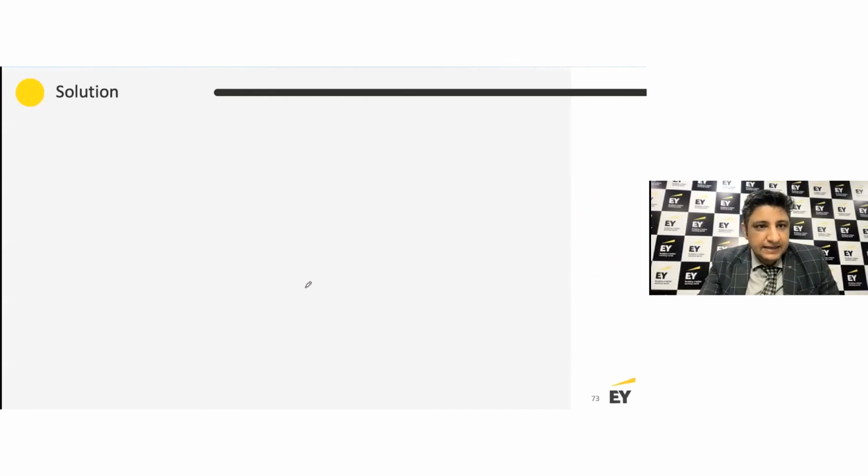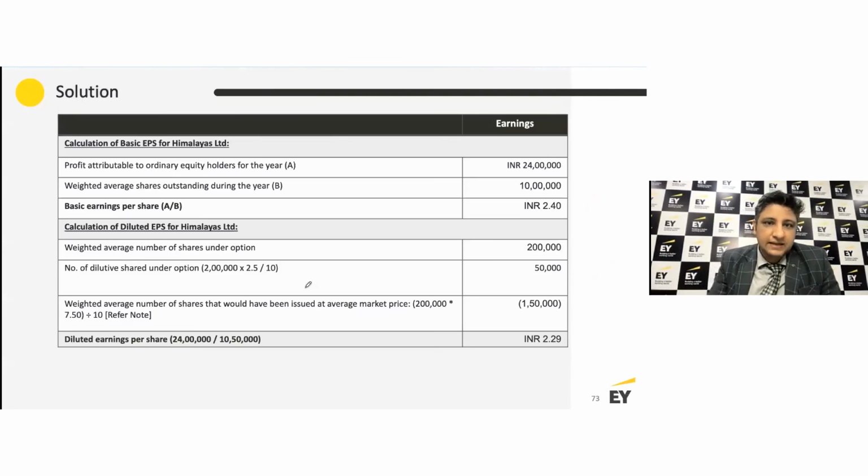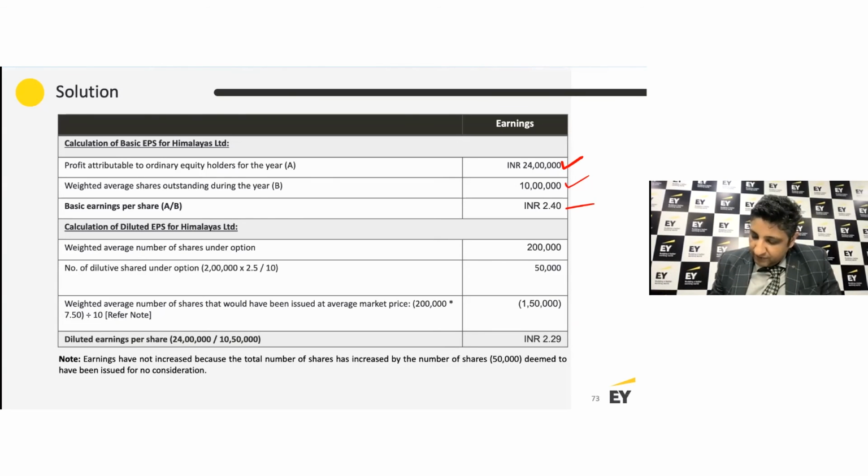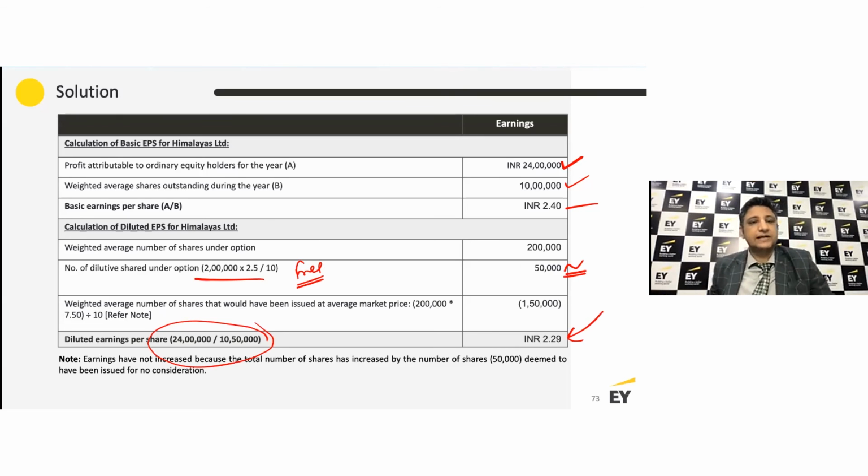All right, let's have a look at the formal solution. It says that basic EPS is simply 24 lakhs divided by 10 lakh, which gives you 2.4. And then the equivalent number of shares which are issued practically for free, for a nil consideration, is there. So essentially, your dilution would be reported on this basis, and you calculate it at 2.29 or 2.287.